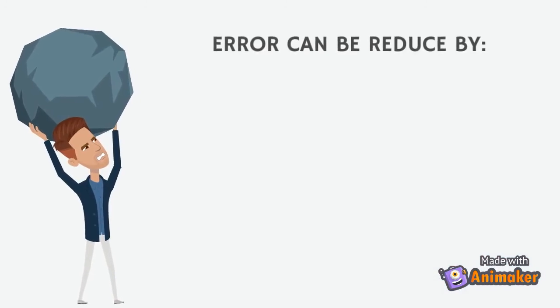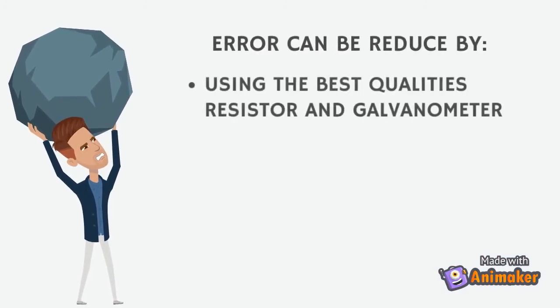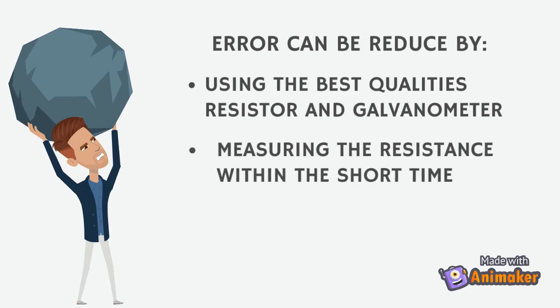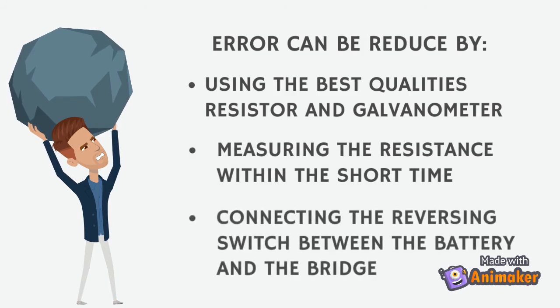The above-mentioned errors can be reduced by using the best quality resistors and galvanometer. The error because of self-heating of resistance can be minimized by measuring the resistance within a short time. The thermal effect can also be reduced by connecting a reversing switch between the battery and the bridge.